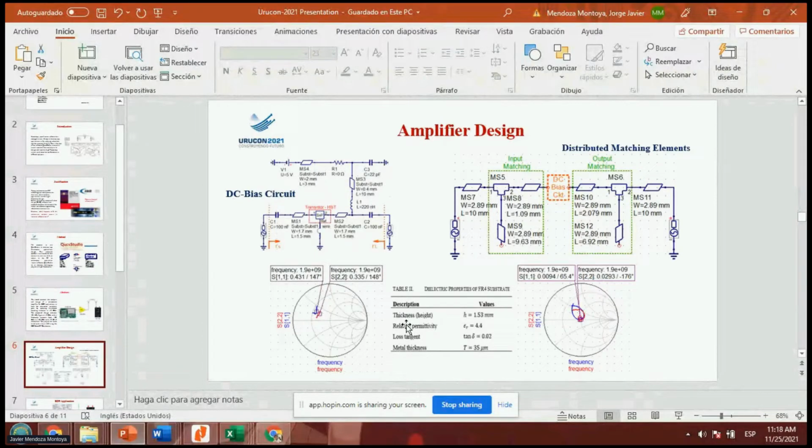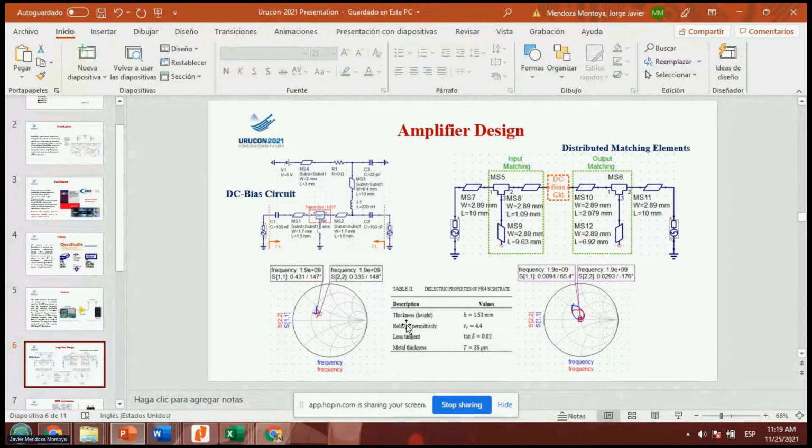We can see in this picture on the left side what we did using this software, QucsStudio. First of all, we did a DC bias circuit in order to model the transistor. In this project, we used the heterojunction bipolar transistor. We designed this DC bias circuit using the S parameter file that the manufacturer gave us. On the left side, we show the DC bias circuit that we use for this amplifier design.